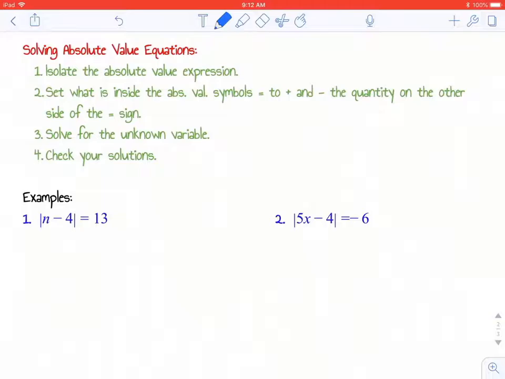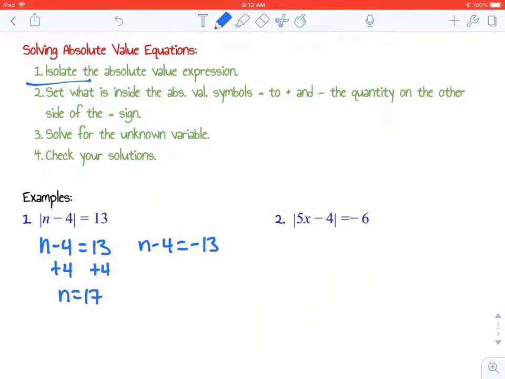Alright, so example number 1 already has the absolute value symbol isolated. There's nothing outside of the absolute value of n minus 4. So we can move on to step 2 and set this equal to 13 and n minus 4 equals negative 13 and solve. To solve, we would add 4 to both sides, so we get n equals 17. And then let me write that step down so you can see it. Let's add 4 to both sides, so n would equal negative 9.